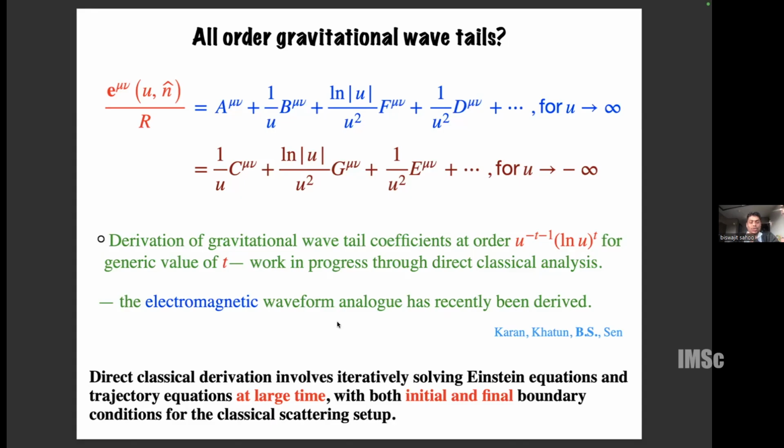Okay, and also just to mention, not all of these results are derived from the S matrix. Instead, we also set up a classical derivation, giving both ingoing and outgoing data for a classical scattering setup, which I was showing at the beginning, and tried to solve Einstein's equation and the trajectory equations iteratively in large time, and to derive all these formulas as well. So those give some independent derivations of all these formulas.